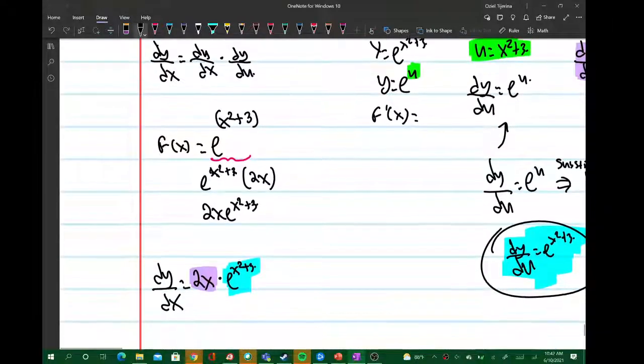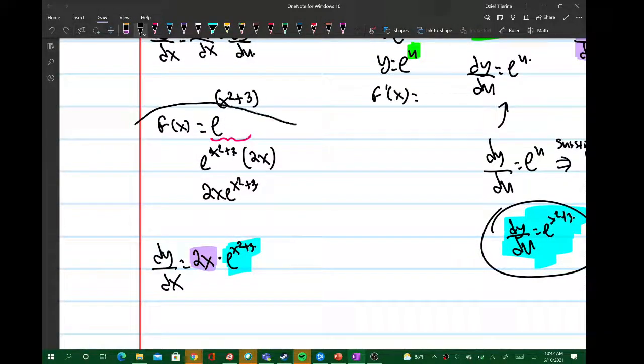Now the way that I did it this way, I said it's the derivative of the very outside times the derivative of the inside function, which is x squared plus 3. Now let's look at another one, okay?